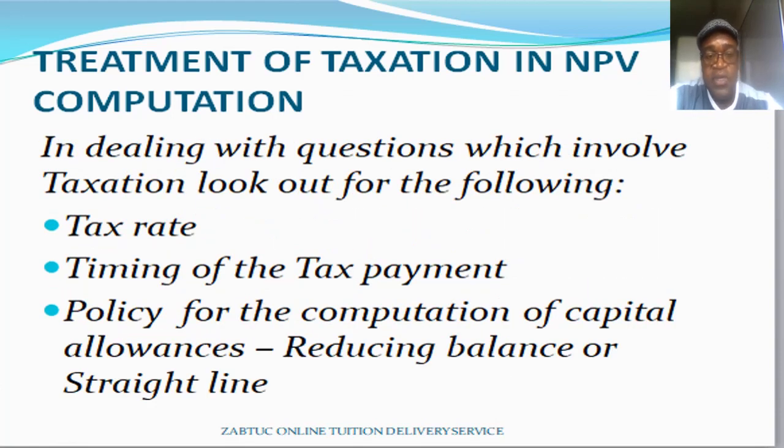So what are you going to do in your questions then? Well, when you're dealing with a question and you see taxation, here's what you look out for. Look for the tax rate. Secondly, look at the timing of tax payment. There are two possibilities. It's either tax is paid in the same year as the cash flow generation, or paid in arrears in the following year. So all you do is look at what the question says. Thirdly, you also look at the policy for the computation of capital allowances. There are two possibilities. It's either use reducing balance to estimate your capital allowances or use a straight line method. So you must be able to identify the policy that is being used and apply it correctly.